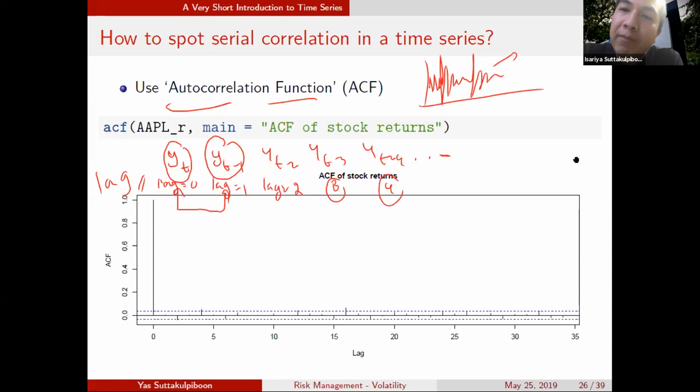For example, if you want to find the correlation between lag 0 and lag 0, what's the correlation between the same number, the same time series? Lag 0 and lag 0, the correlation obviously is going to be equal to 1.